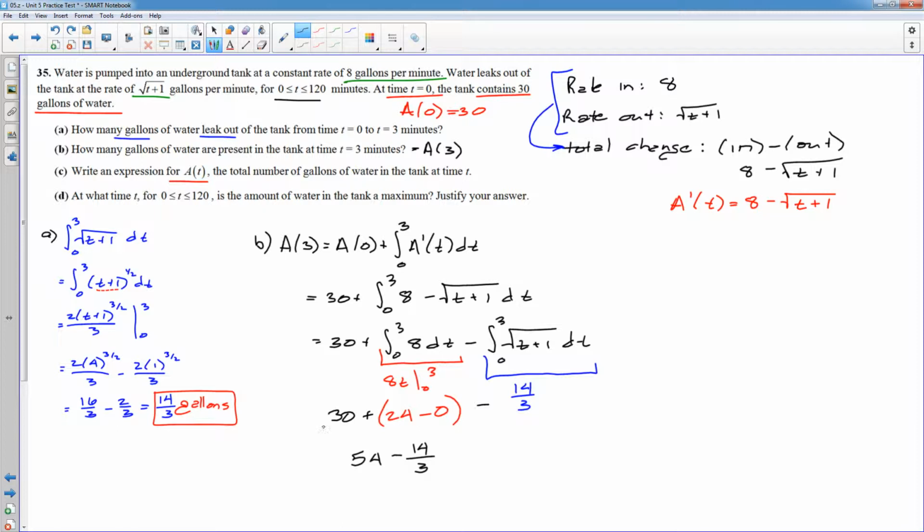I don't feel like simplifying that. I don't think I'm going to need this answer later. So A of 3 is that many gallons. There's your answer to part B.